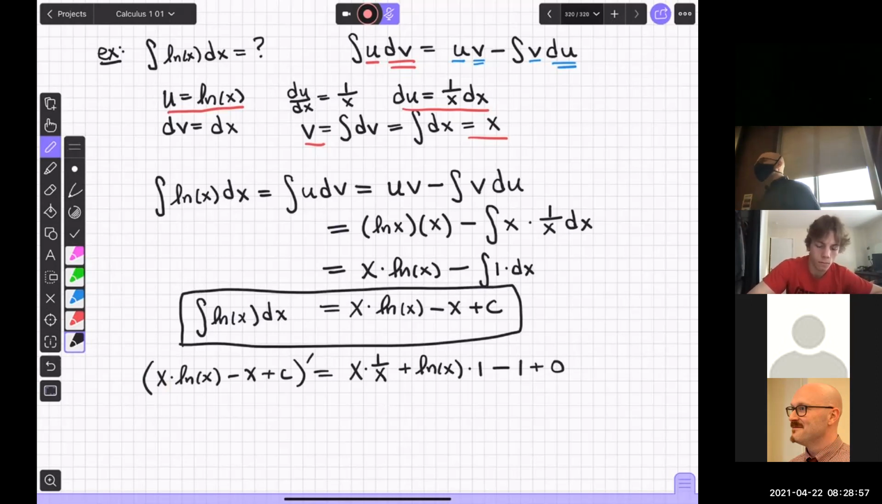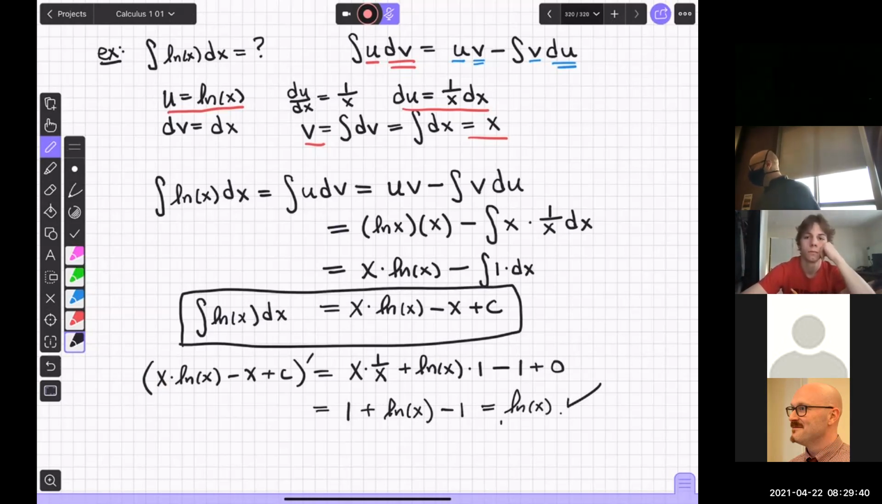Well, I should probably simplify. That seems like the thing to do. Still doesn't look like the ln. I should probably actually simplify. Okay, that was the ln. It turns out it works. Not bad. That's a pretty cool rule. That was kind of fun, I gotta say. Or at least I think so.